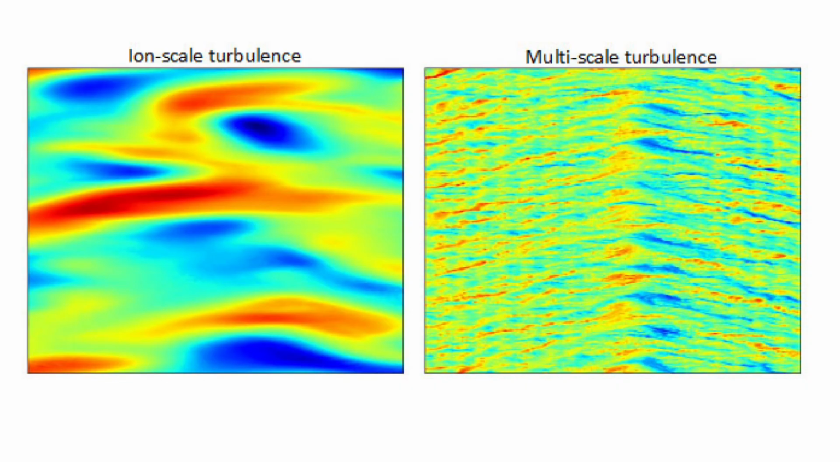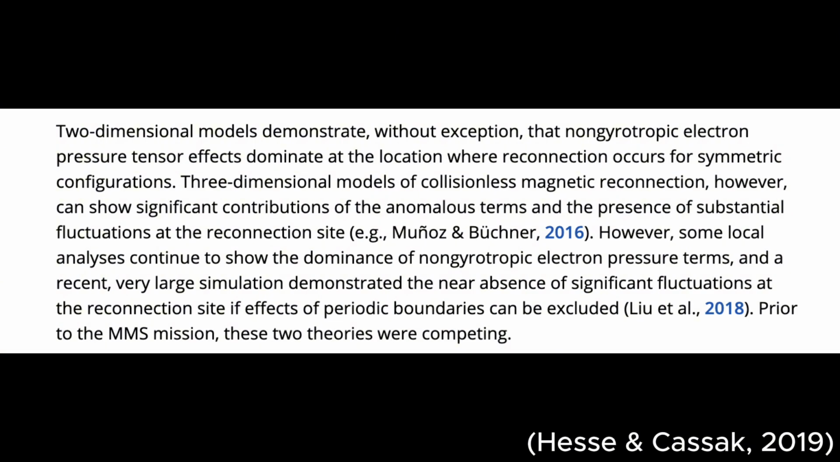As this review by Hesse and Kuznetsova states, "Two-dimensional models demonstrate without exception that non-gyrotropic electron pressure tensor effects dominate at the location where reconnection occurs for symmetric configurations. Three-dimensional models of collisionless magnetic reconnection, however, can show significant contributions of the anomalous terms and the presence of substantial fluctuations at the reconnection site." In fact, the basic physics behind reconnection is still a hotly debated topic among scholars. Despite the massive amounts of MMS data that would seem to confirm the Hall effect model, scientists are not in unanimous agreement that this is the most accurate or complete model for reconnection.